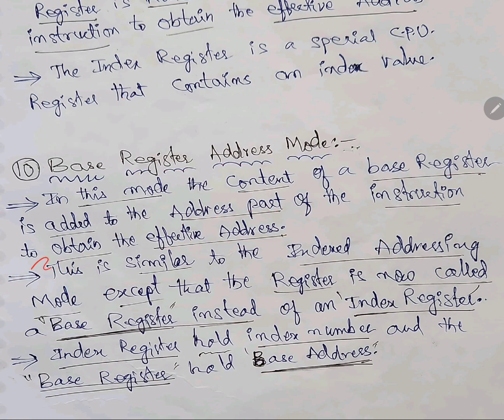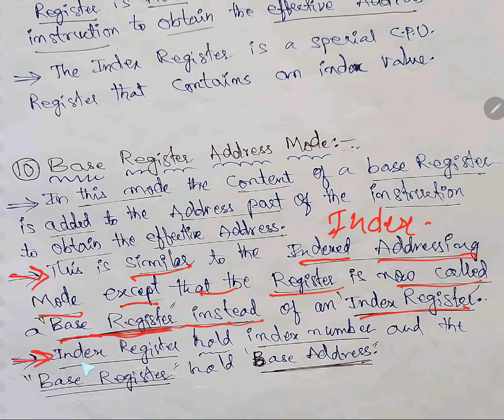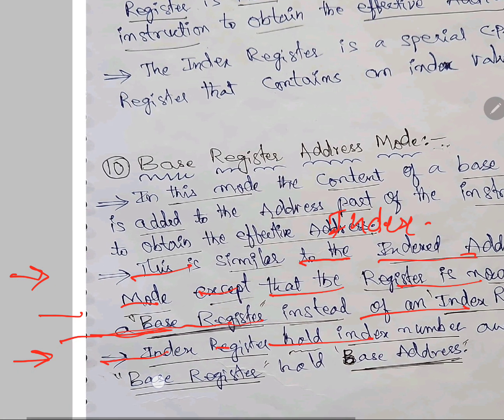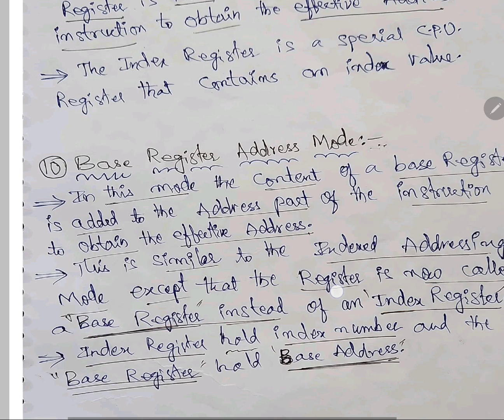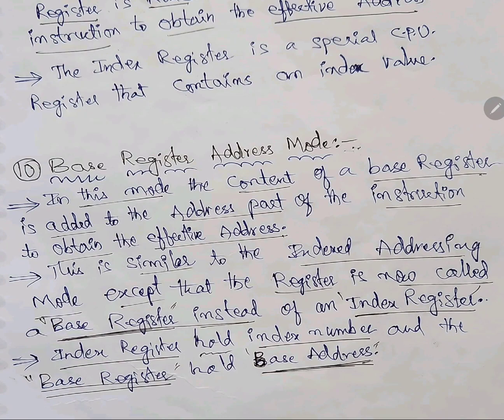And the second point here is that this is similar to the indexed addressing mode, except that the register is now called the base register instead of the index register. The index register holds index numbers, and the base register holds the base address. That is the key difference between base address and indexed address.